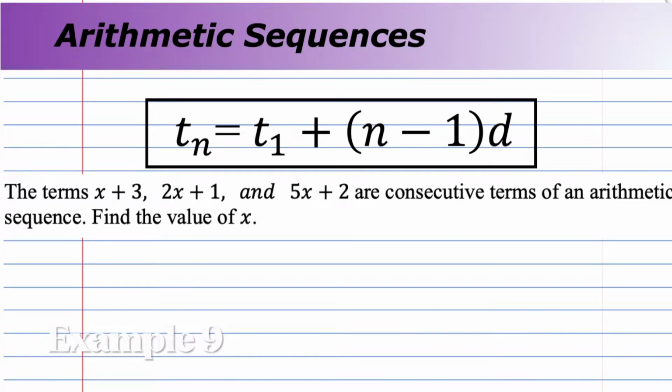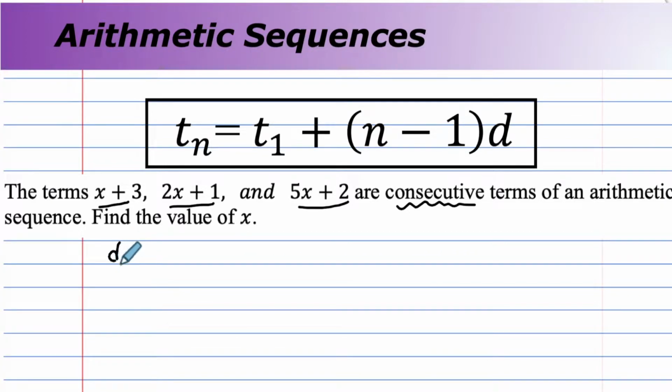All right. Well, here's a tough one. The terms x plus 3 and 2x plus 1 and 5x plus 2 are all consecutive terms of an arithmetic sequence. That means one after the other. So we have t of 1, t of 2, t of 3. And now it says find the value of x.